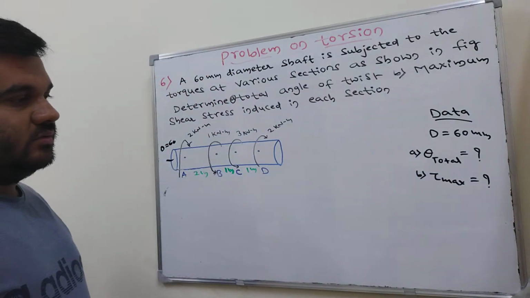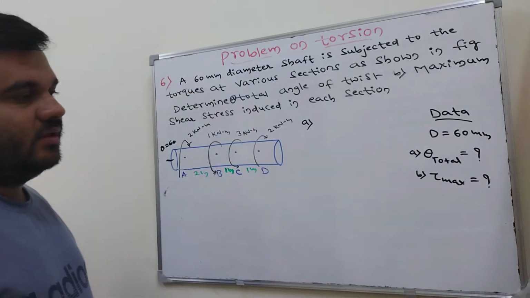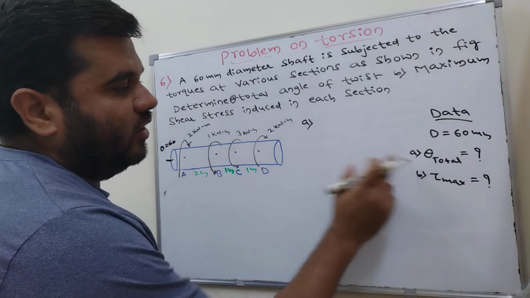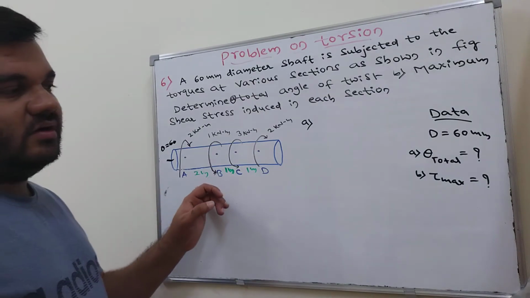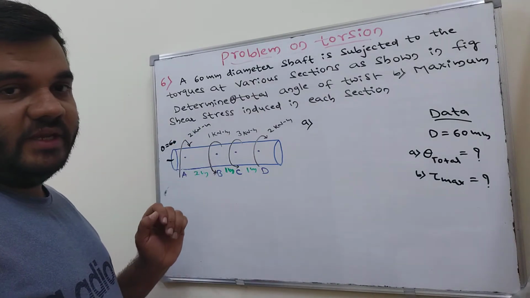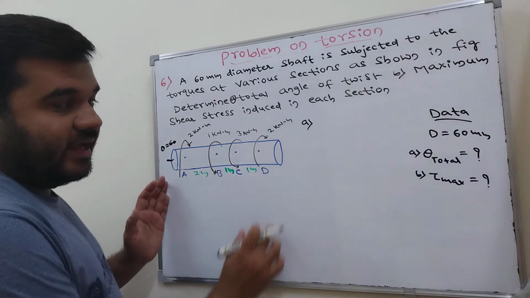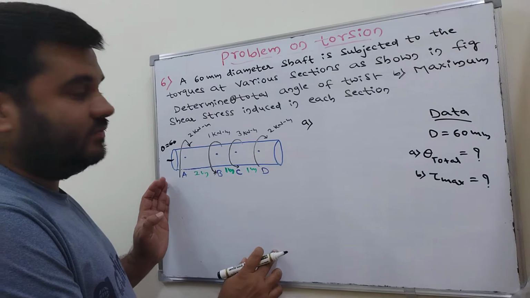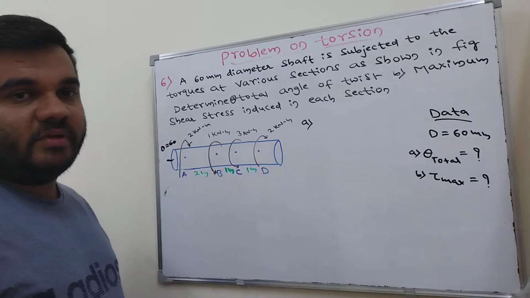So I'll go for section A. If you want to calculate the angle of twist, first we need to find out the torque in each section. For each section, we will draw the turning moment or torque diagram for the whole solid shaft. Then we'll calculate one by one.